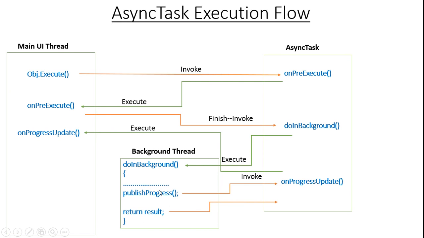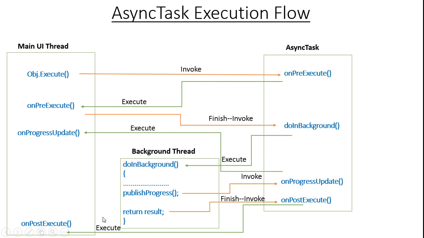And finally, after finishing the background job within the doInBackground method, the system will return the result back into the onPostExecute method available in AsyncTask. Now it finishes the execution of the doInBackground method, invokes the onPostExecute method inside AsyncTask, and places the onPostExecute method into the UI thread and executes it, so that you can publish the result on the user interface.